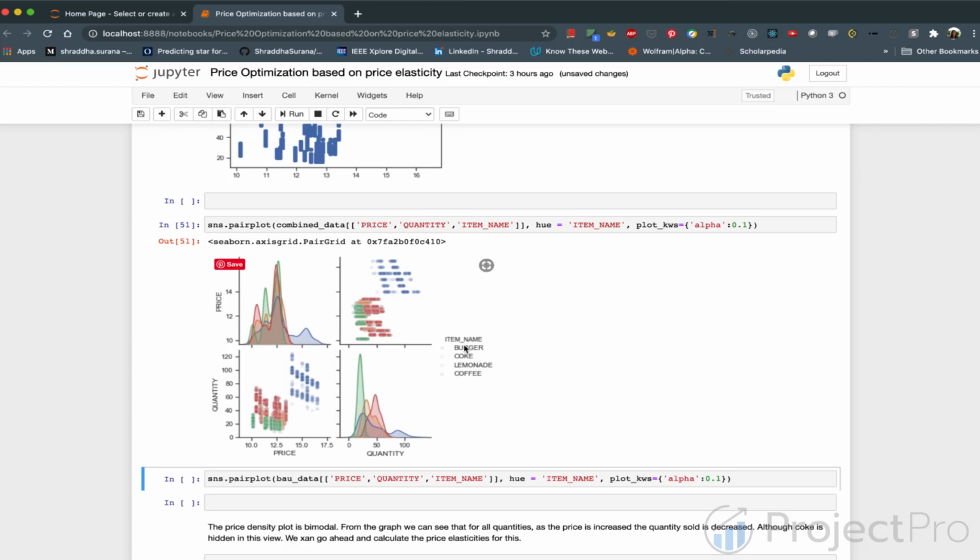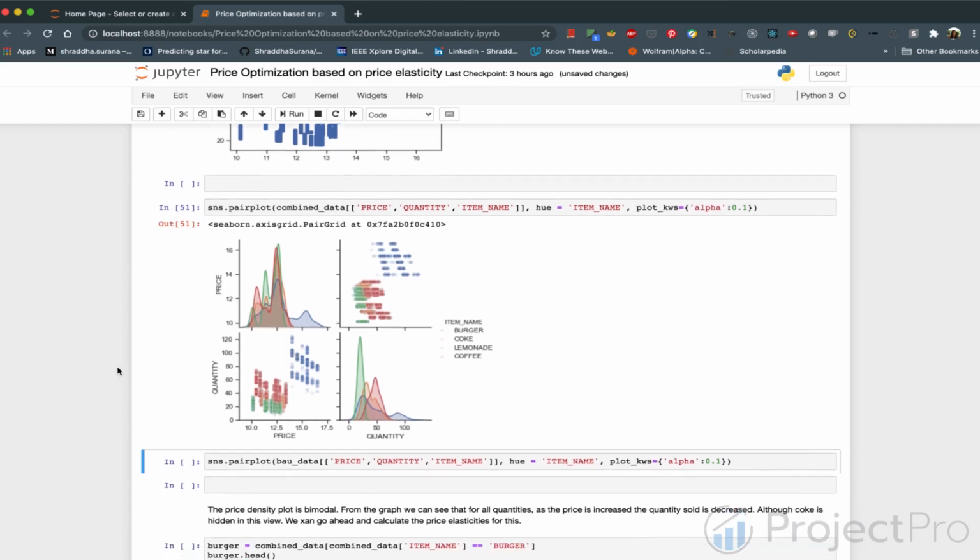So as we had discussed, the higher priced items, yes, they do seem to be burger, which is blue in color. And there seems to be groupings even of these red points, which is Coke, the green, which is lemonade, and orange, which is coffee. And the same can be seen in the histograms as well.